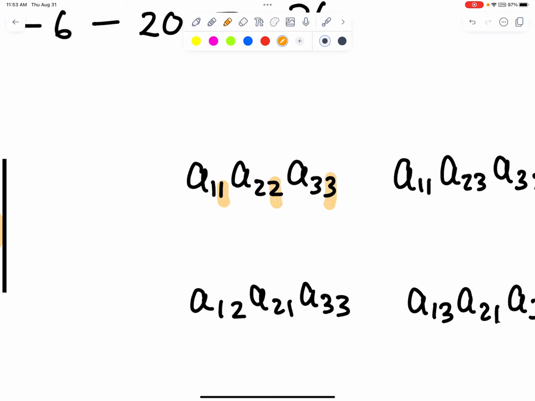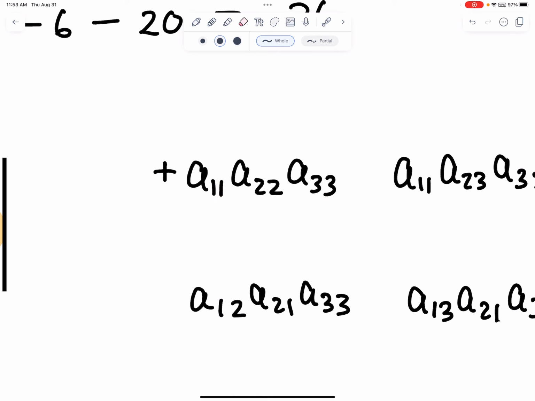So we have 1, 2, 3. This requires 0 interchanges of these numbers to order them. So that means that 0 is an even number, so this would be a positive signed elementary product. Let's look at the next one.